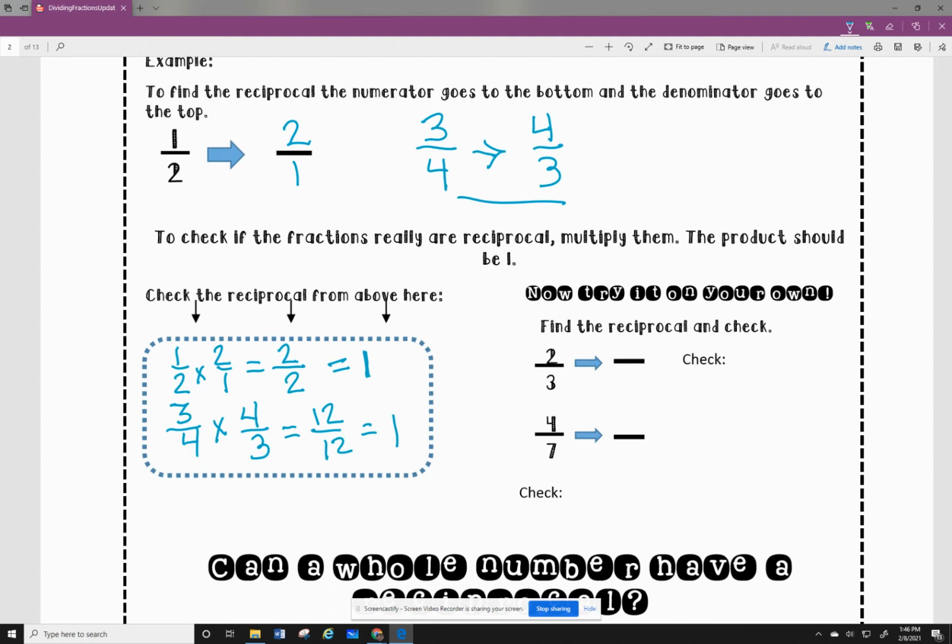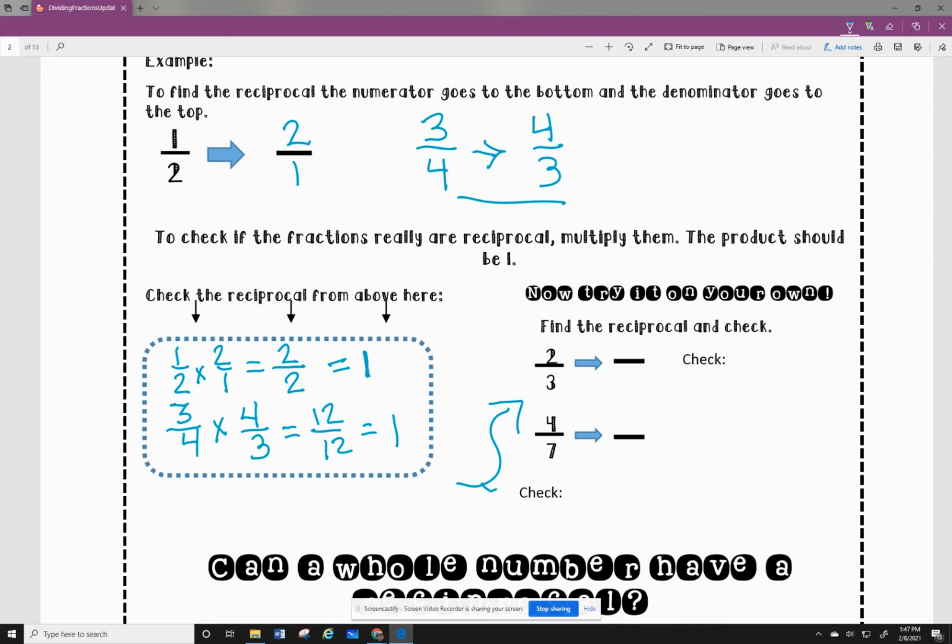Not hard at all. All right, what I want you to do is pause the video and find the reciprocals on your own in this section right here. And do the check as well. So find the reciprocals and then multiply them together to prove to me that they are reciprocal fractions. When you're done, you can unpause the video and we will check our work together.